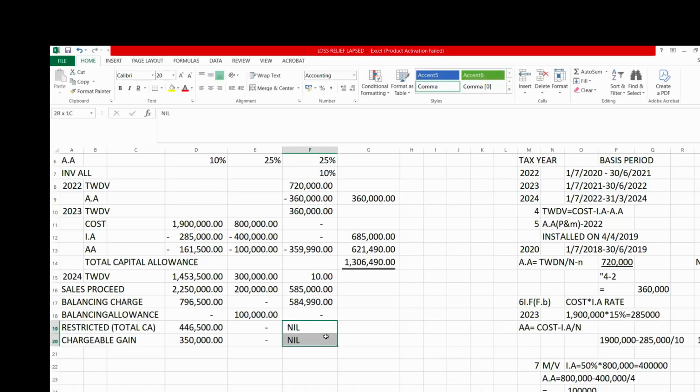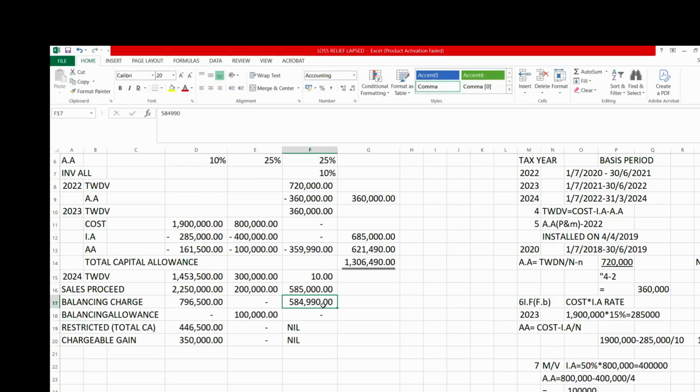Because by the time we calculated the total capital allowance already claimed on this plant and machinery, the total that has been claimed is already above this amount of 584,990. So that is why that will not be restricted.